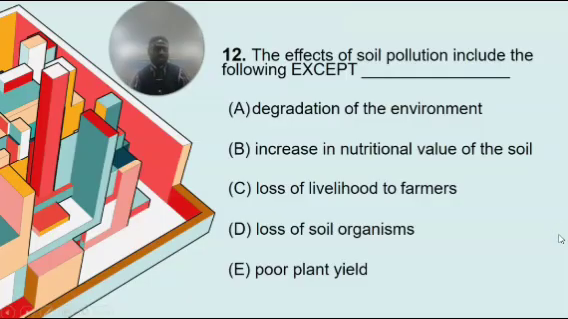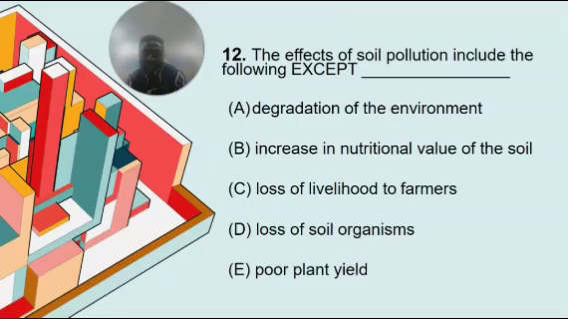Okay, question 12 says, the effects of soil pollution include the following except one. So the following are the effects caused by soil pollution, but one of them is the odd one out. We have A, degradation of the environment, B, increase in nutritional value of the soil, C, loss of livelihood to farmers, D, loss of soil organisms, E, poor plant yield. So what's the correct answer here, my learners?